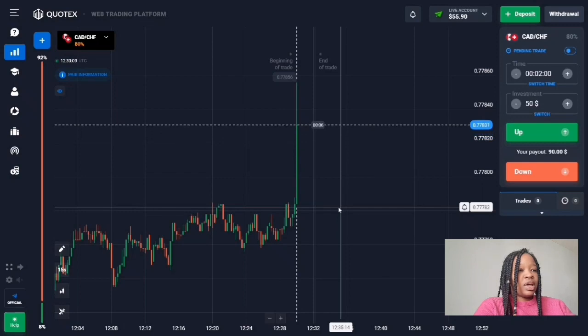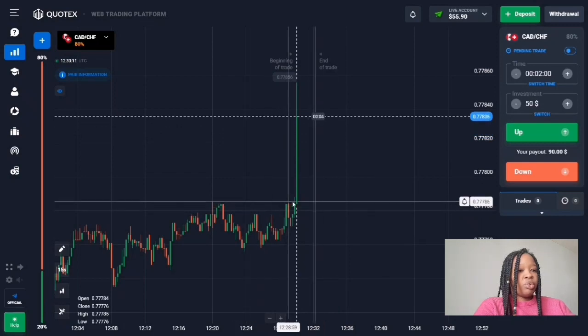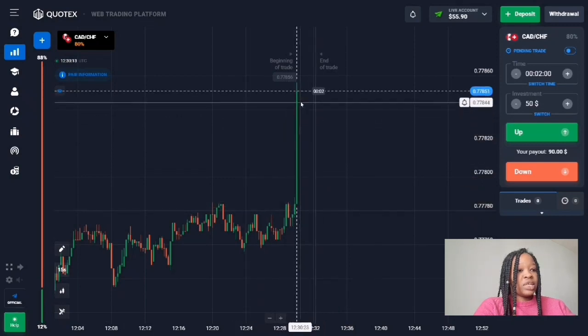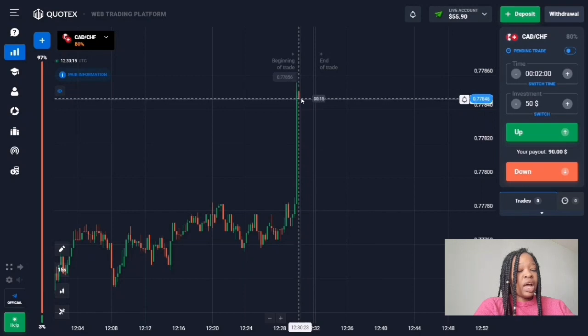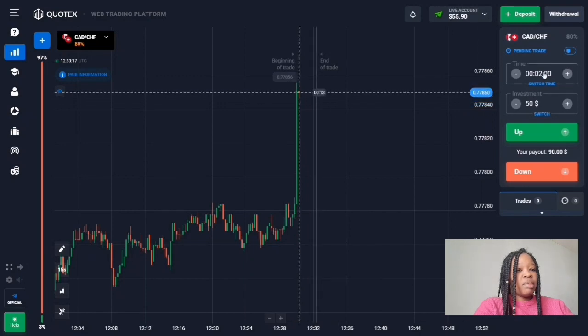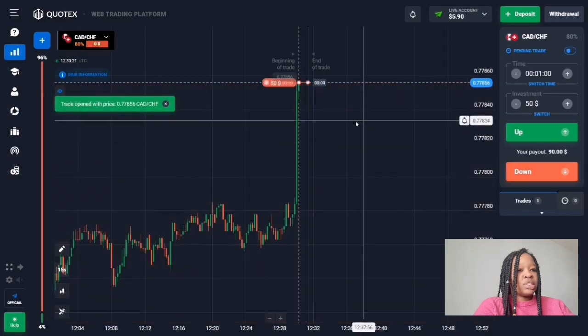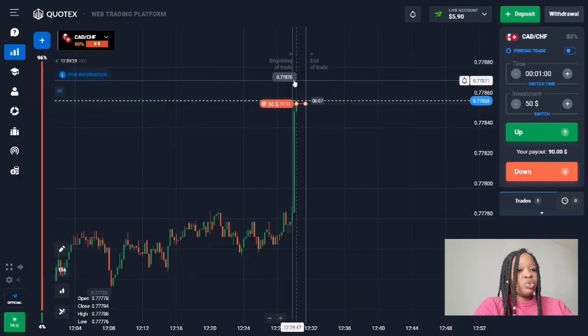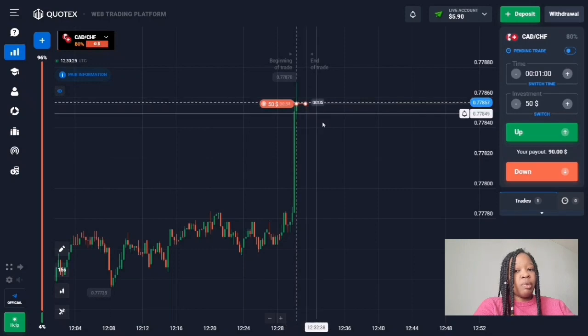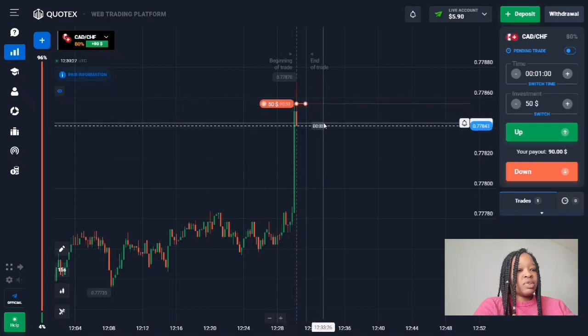So looking at this, price broke through the level of resistance and you can see that it's now impulsively trending upwards. So I'll enter the market for 1 minute only with a downtrend, and right now price is already fading out and I'm sure that a retracement is very possible now. So let me wait for the results of this trade and see.